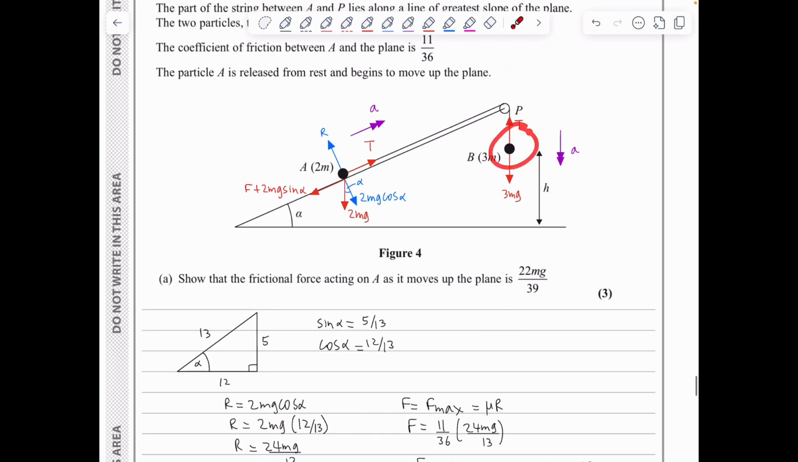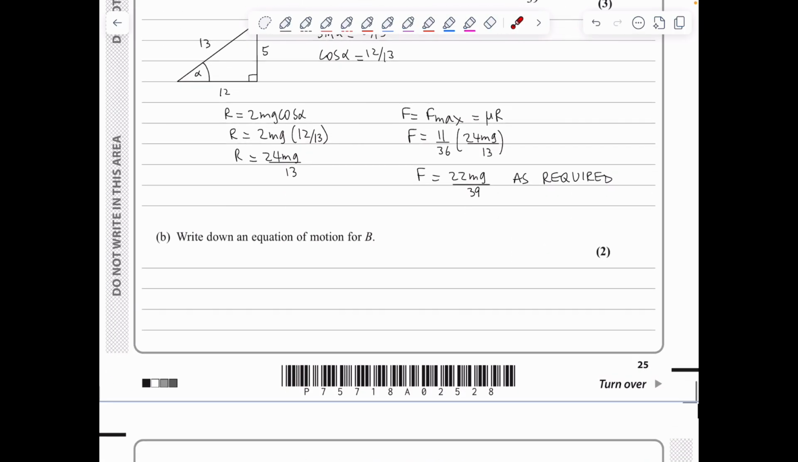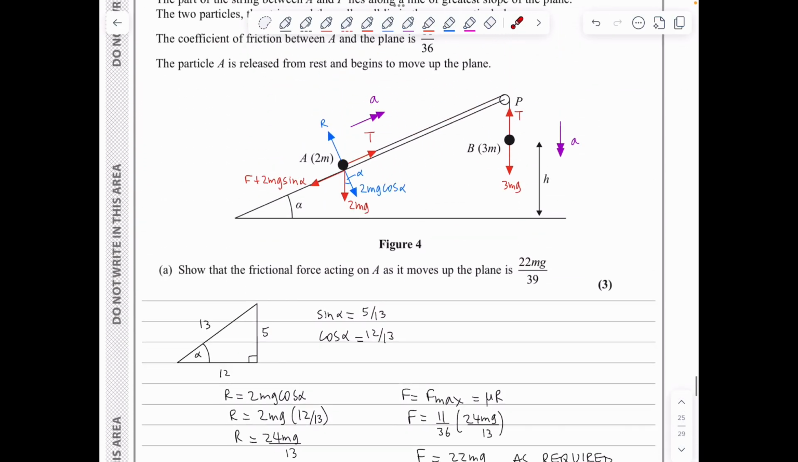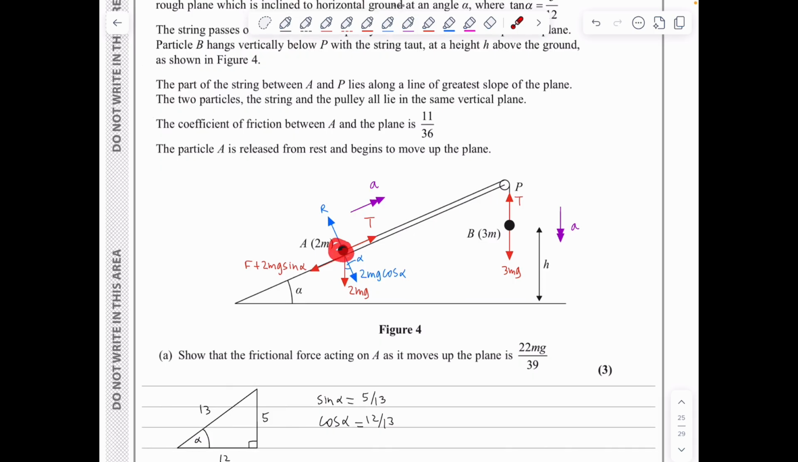In part B, we need to write down an equation of motion for B. So considering B is accelerating downwards, so forces acting downwards minus forces acting upwards is mass times acceleration. So we are looking at 3mg − T is equal to 3ma. In part C, we need to show that the acceleration of A immediately after its release is a third g. So going back to the diagram here, considering A is accelerating up the plane, so forces acting up the plane minus forces acting down the plane will give me the resultant.